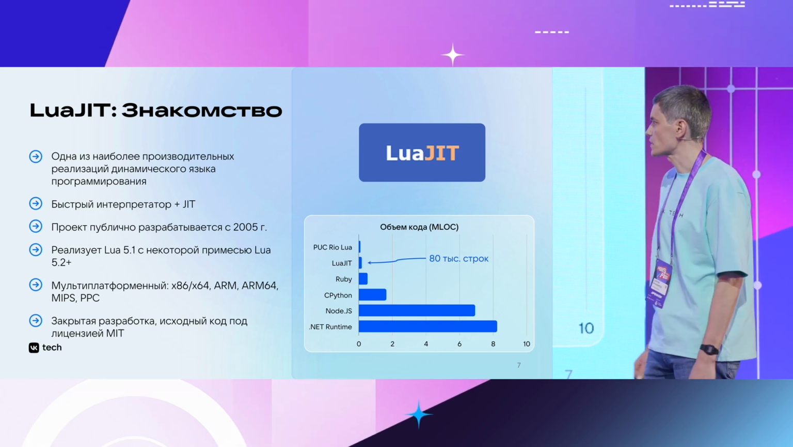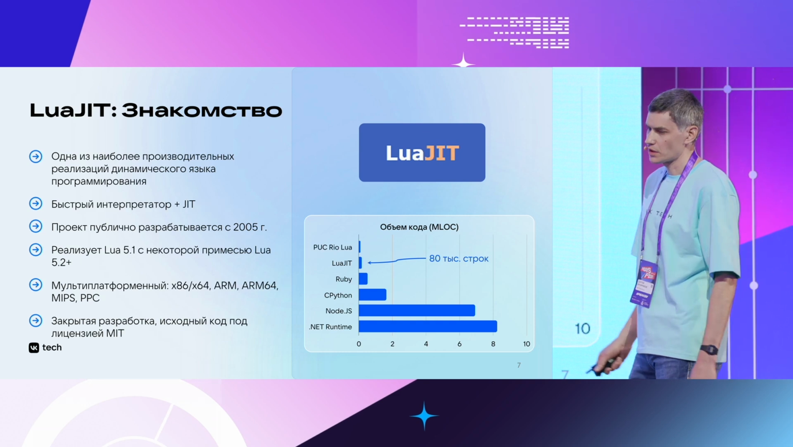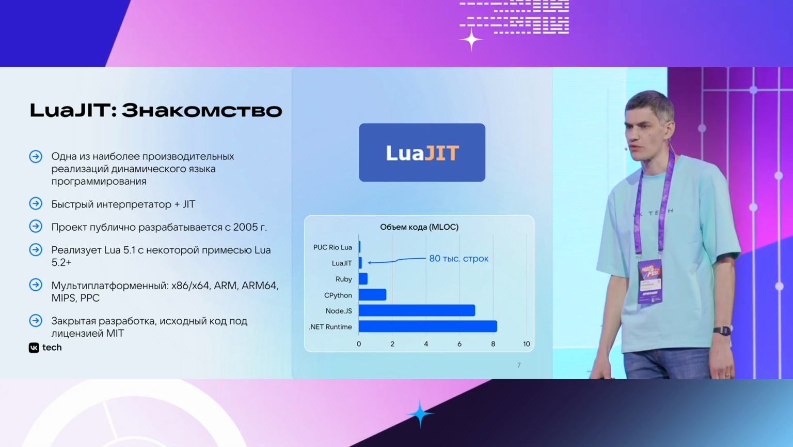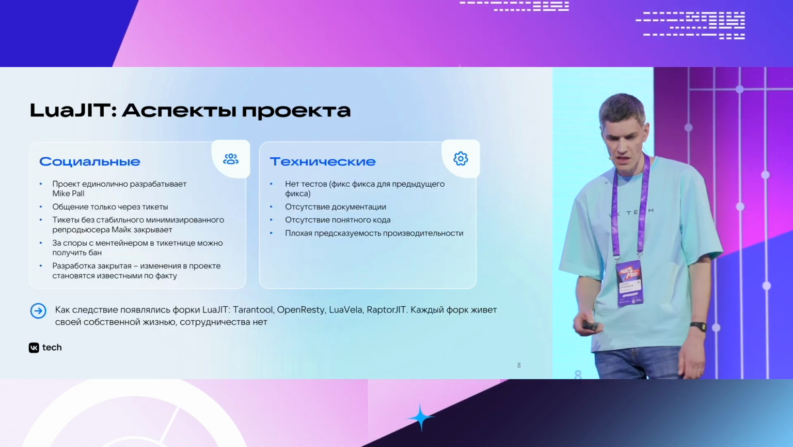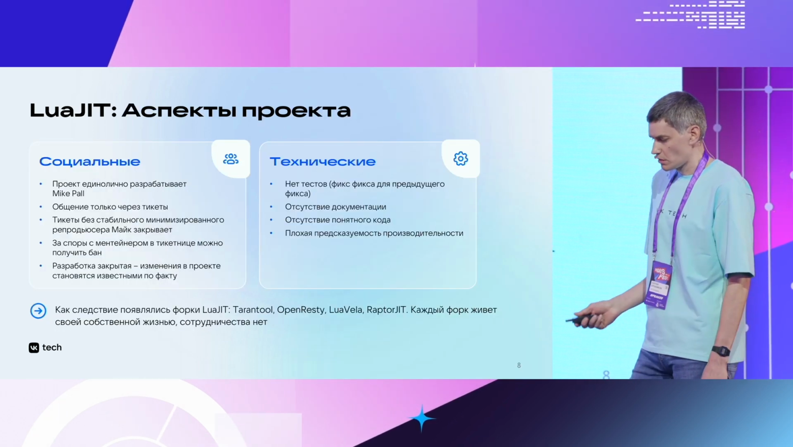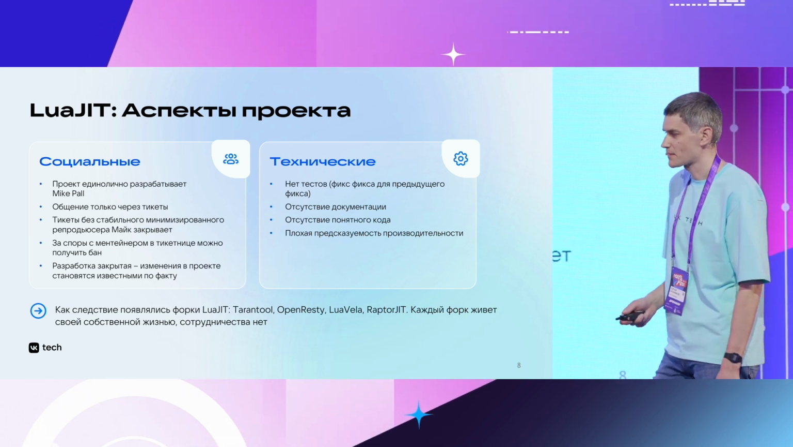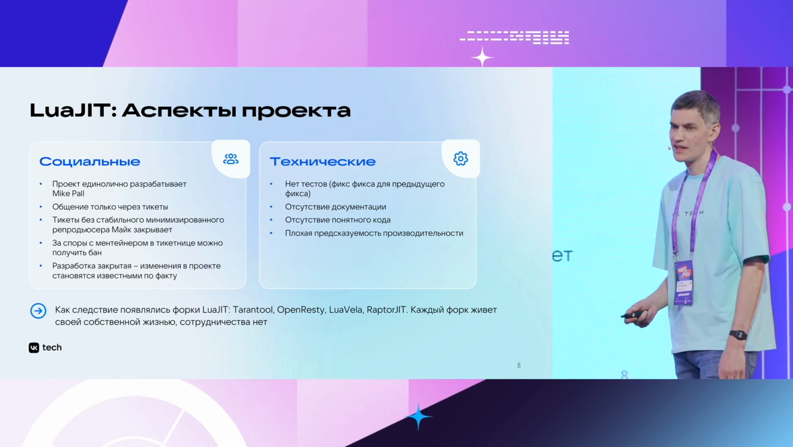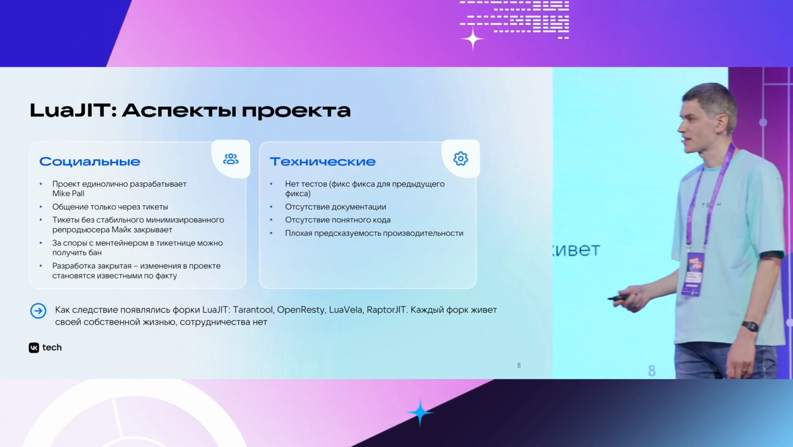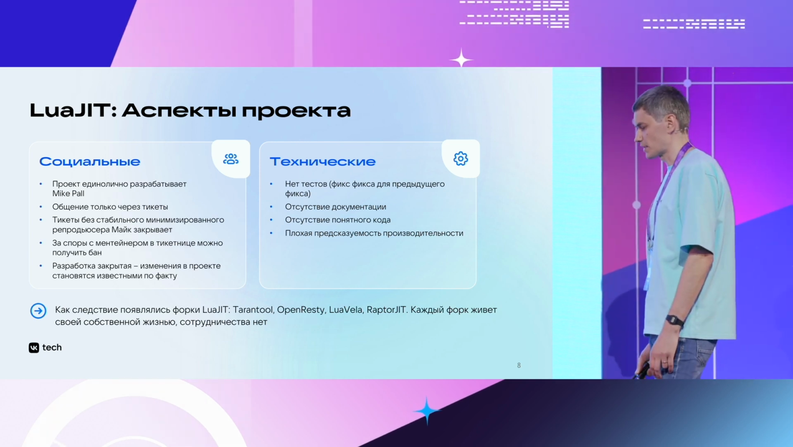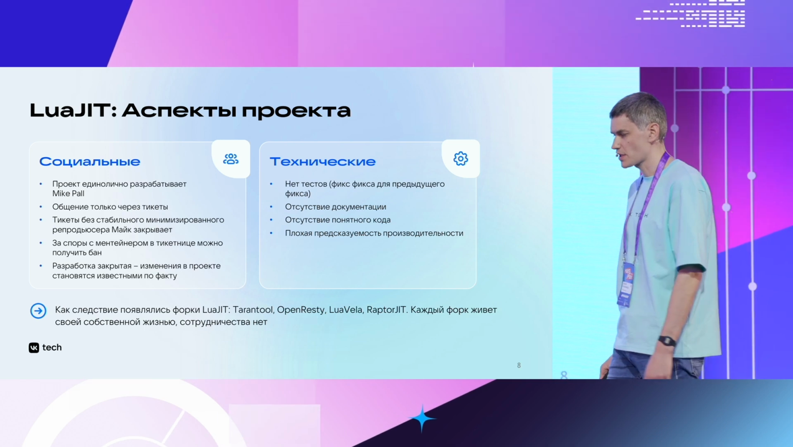I've included the volume of this implementation, just 30,000 lines of code, which is negligibly small compared to other runtime programming languages. LuaJIT is the second most popular implementation. It's a quick interpreter and a tracing JIT compiler. It's been in development since 2005. It's multi-platform. It's a proprietary development, but again, openly available. LuaJIT, when seen as a project, has certain features. I split them into two groups: social features or social attributes.